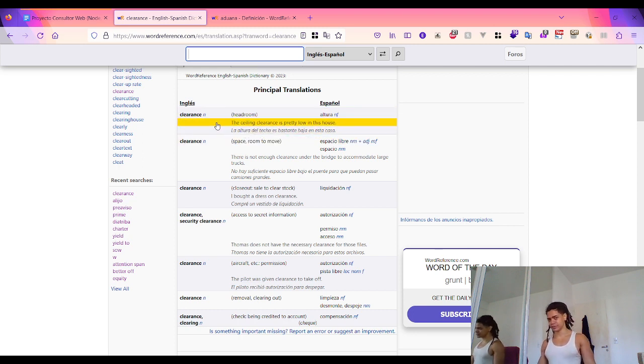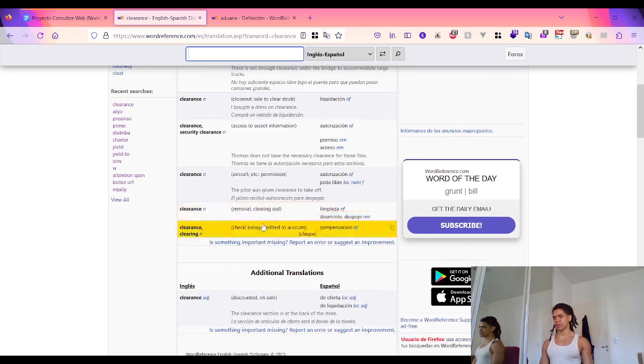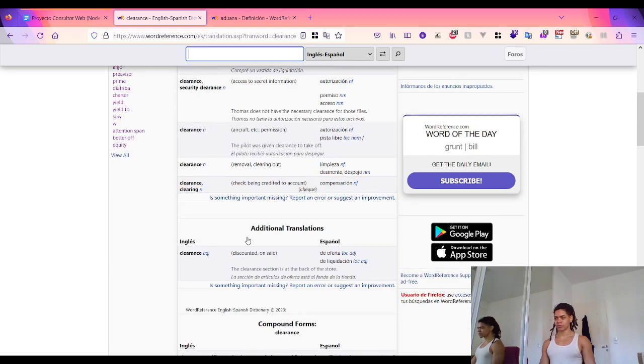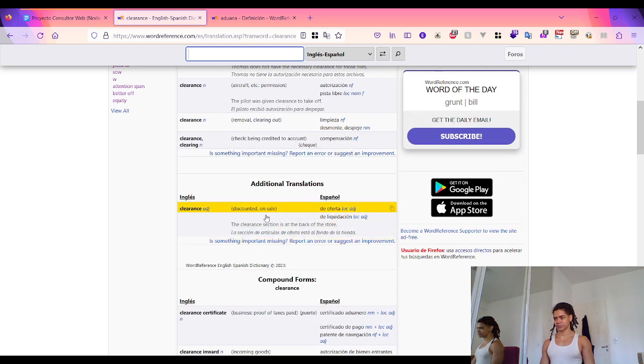Okay, so that's clearance. Clearance can be the headroom. It can mean height in Spanish. It can be height, free space, liquidation, authorization or access, removal or clearing, or compensation. You've got to be kidding me, man. Or compensation. Additional trades is discount on sales. Clearance.